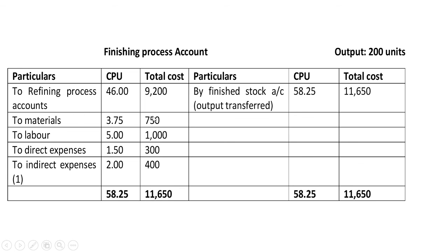and next materials they have given, the material value is taken plus per unit calculate. To labor also we have to take the value and calculate per unit, and same thing with the direct expenses and to indirect expense. So same calculations come to you. By finished stock account it is output transferred is 58.25, that is 11,650. So this is about the finishing process account.